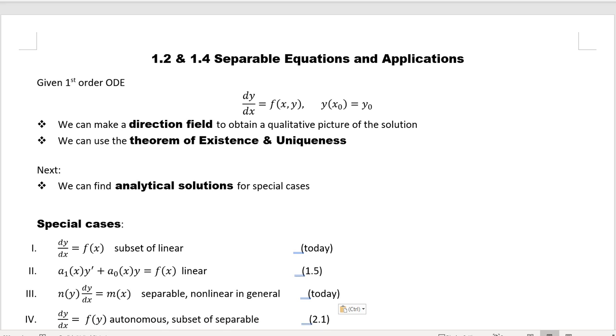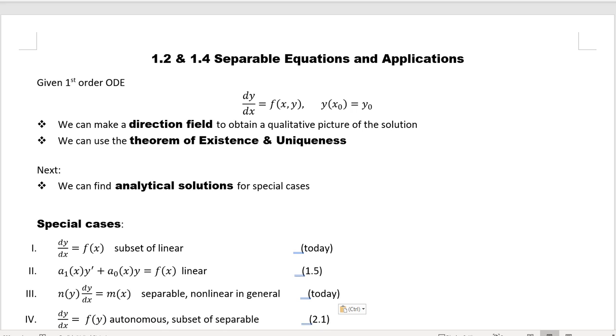And we also learned how to use the theorem of existence and uniqueness to show whether a solution is guaranteed to exist or whether it's unique. Okay? Next, we're going to talk about the analytical solutions for differential equations. How can we actually solve the differential equations and get a formula for y of x?